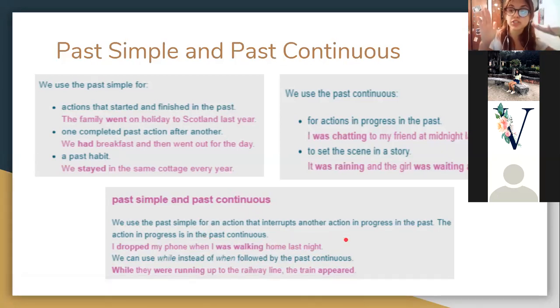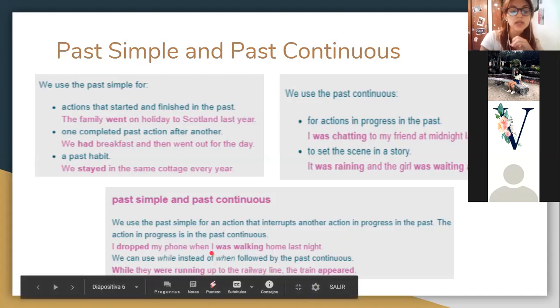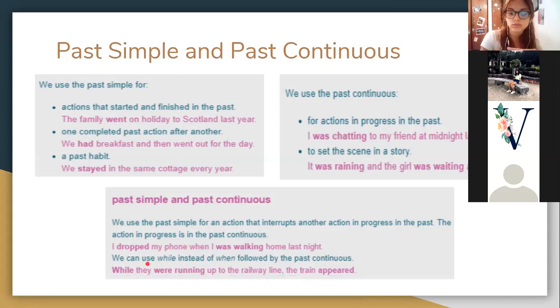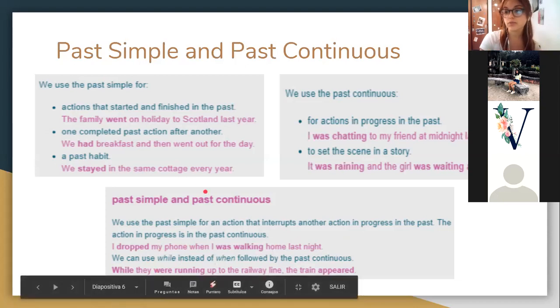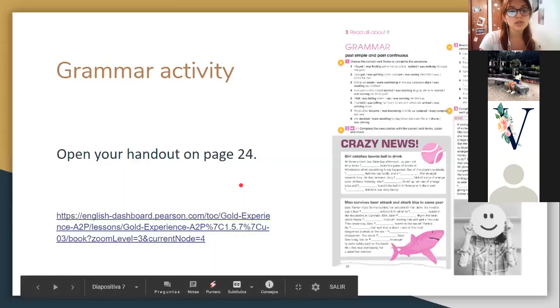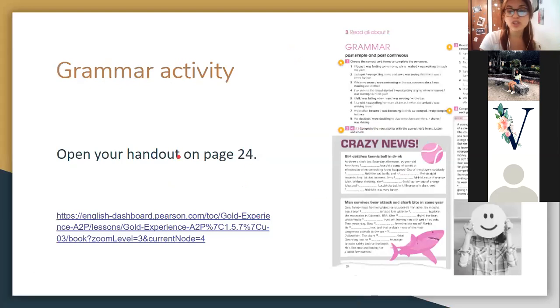We have the two actions, the progress and the interruption, and we link them with when or with while. If we decide to use while, what follows? The past continuous. If we decide to use while, we need to write a verb in the past continuous. Very good.